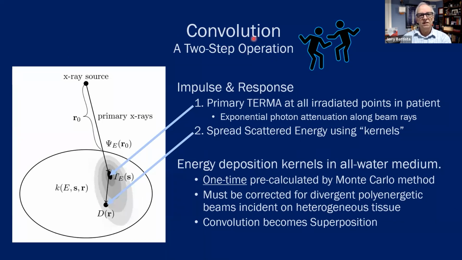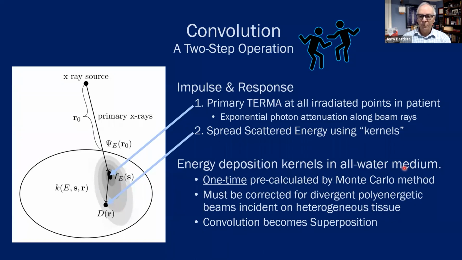The convolution is a two-step operation. First, you have the impulse, that would be at this location, the liberation of energy, and then the spread of that energy with the kernels. The first step is easy to do. You just do a line trace through the patient, going through all the pixels, and do an exponential attenuation. It's trivial. The next one's a bit more complicated.